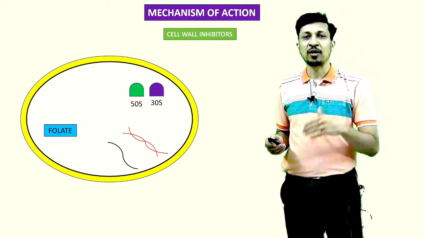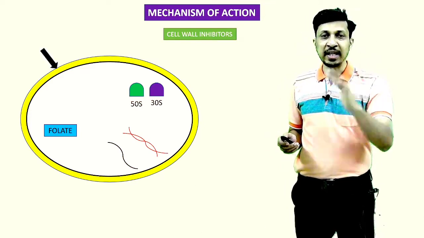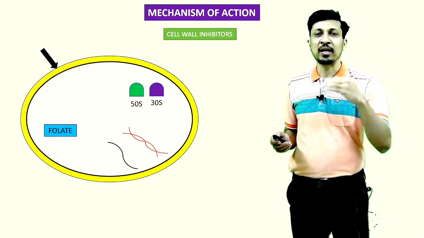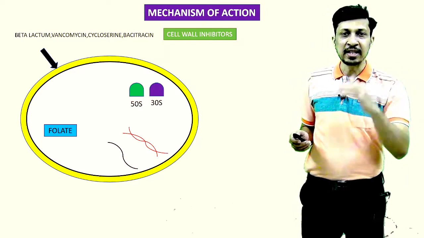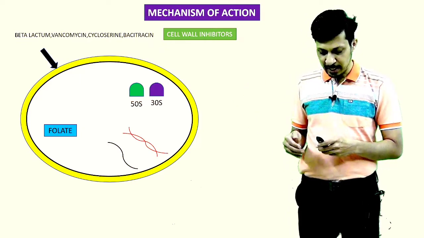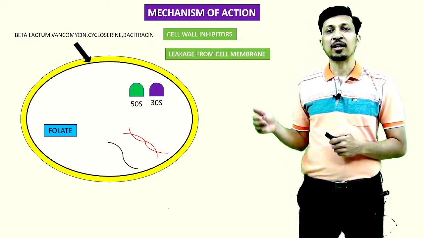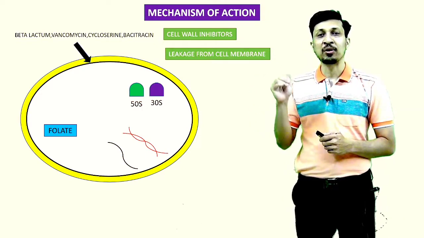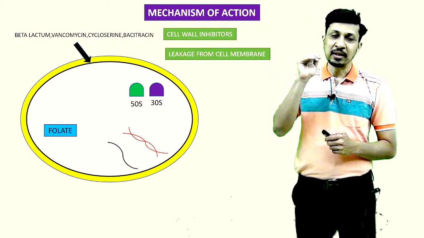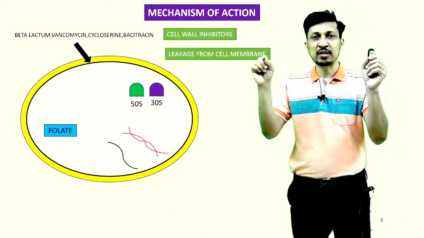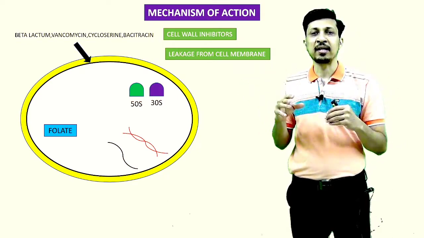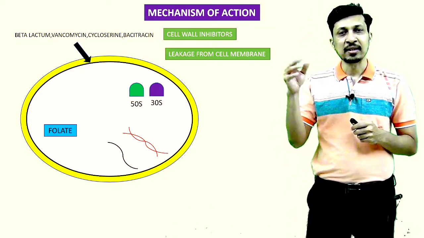The first type of drugs are called cell wall inhibitors. They inhibit the formation of the cell wall in a bacterial cell. These are the examples, and the most important drugs of this group are the beta-lactam antibiotics. Then the second group of antibacterial drugs are those acting on the cell membrane. They cause small holes and leakage in the cell membrane, and after that all the structures inside the bacterial cell leak out and the bacterial cell gets destroyed.